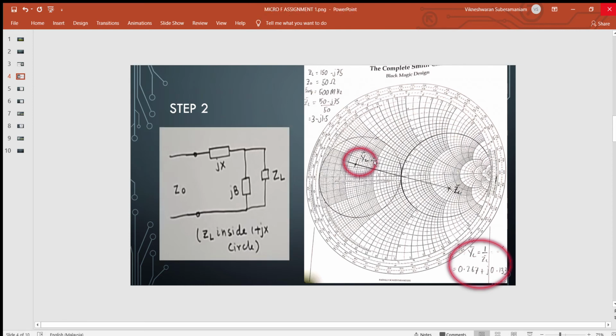The next step, after we plot the normalized load impedance, is to rotate the unit circle by lambda over 4, and then find the admittance of the normalized load impedance, which I found just now. The admittance is 0.267 positive, j0.133.